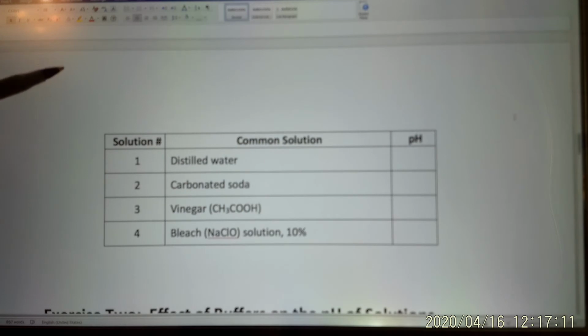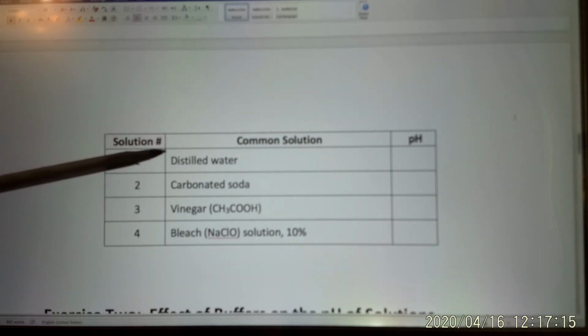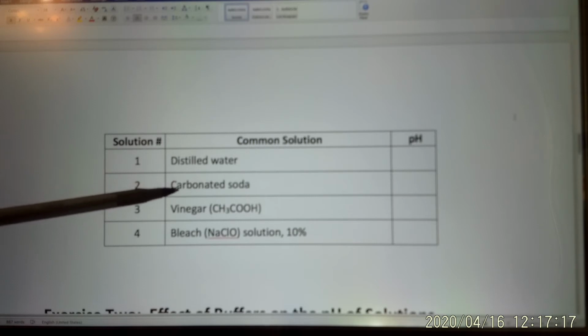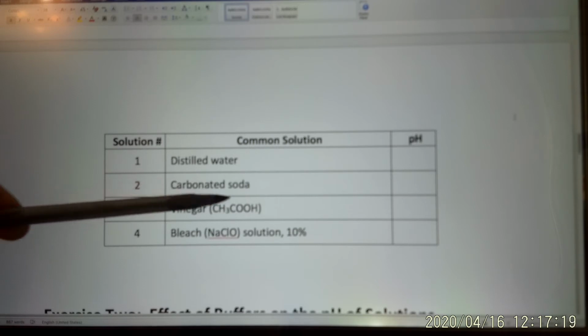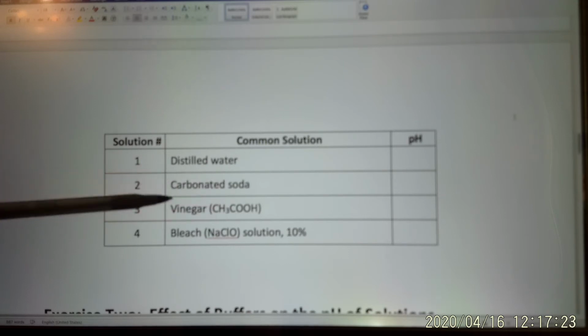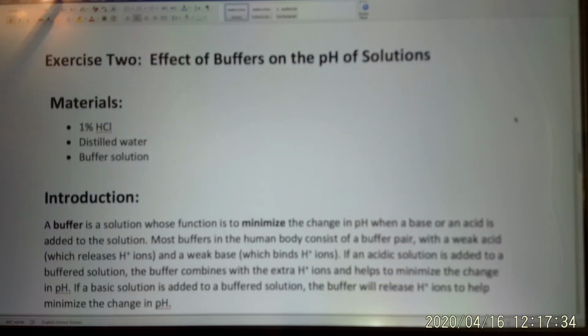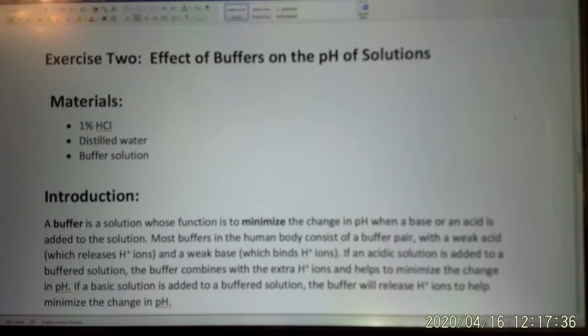When we do the experiment, we measure the pH of distilled water, which is supposed to be 7. Carbonic acid, soda, is acidic, around 3. Vinegar is around 3 to 4, so they are all acidic solutions. Bleach is a basic solution, so its pH is bigger than 7, around 9 to 10. The second experiment is to understand what a buffer is and what its function is.